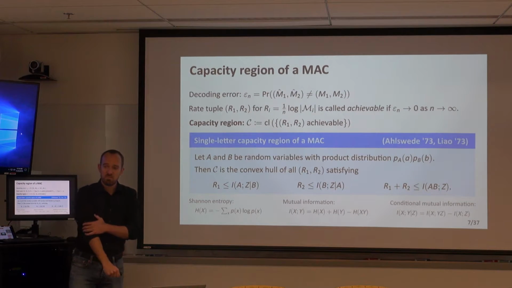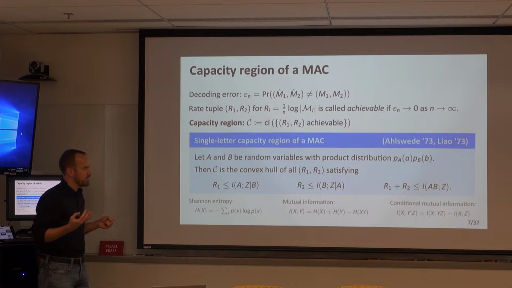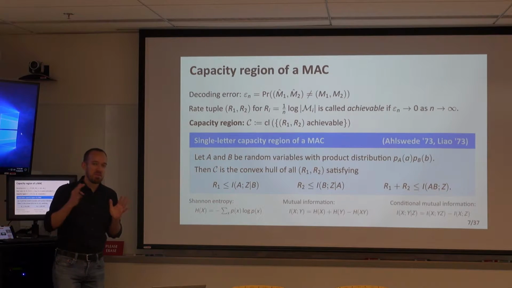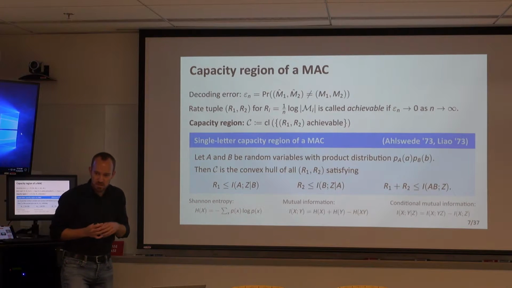If you're familiar with broadcast channels or quantum channels, then all of the capacity theorems for these channels are not single letter, which means that you need to take limits, and it might even be uncomputable somehow.